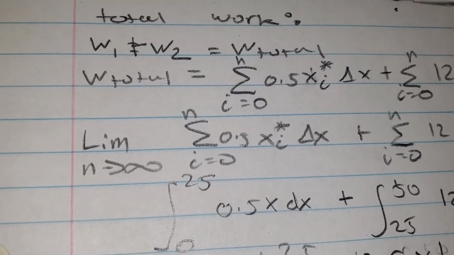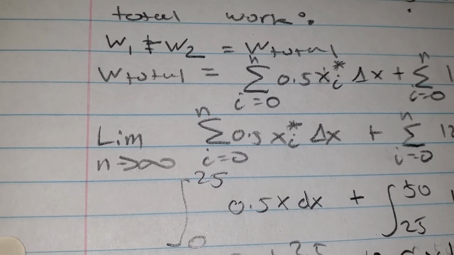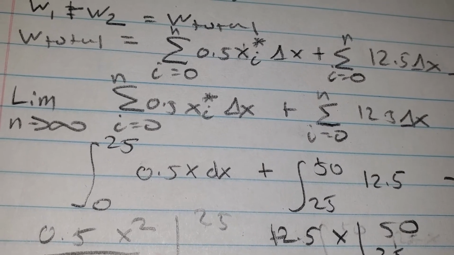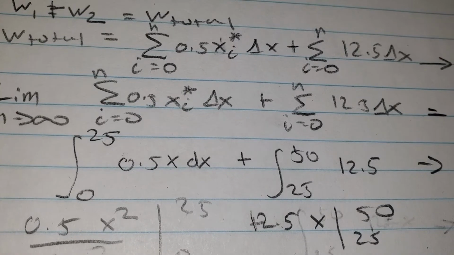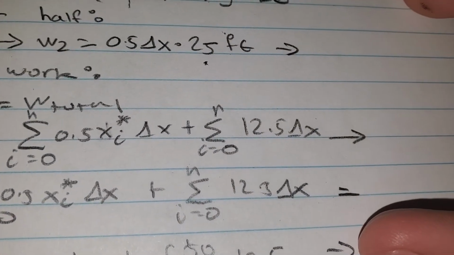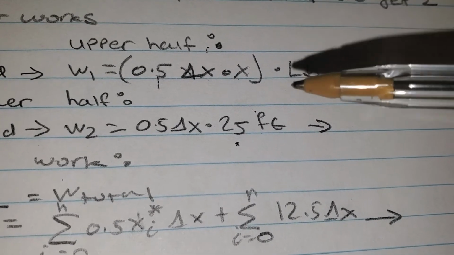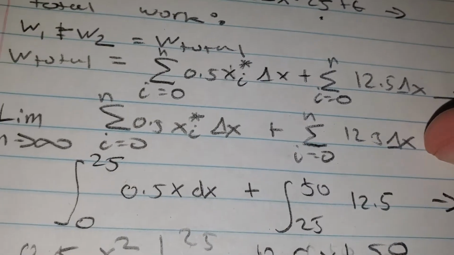So the total work is equal to the summation from i equals 0 to n of 0.5 x_i star delta x, plus the summation from i equals 0 to n of 12.5 delta x. It'll be 12.5 because 25 times 0.5 is 25 divided by 2, if you guys are confused there.